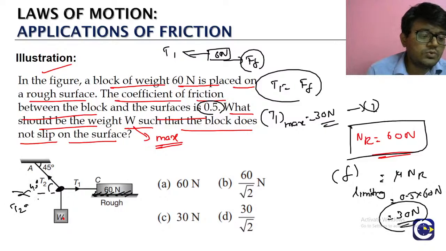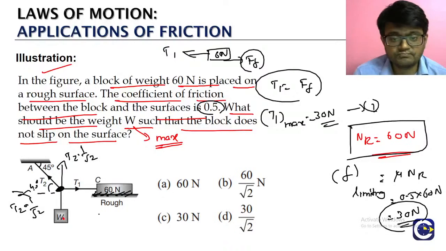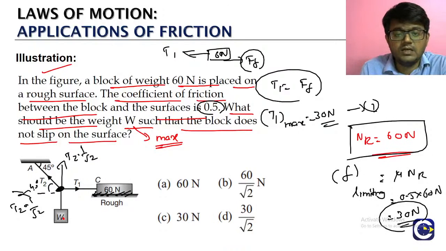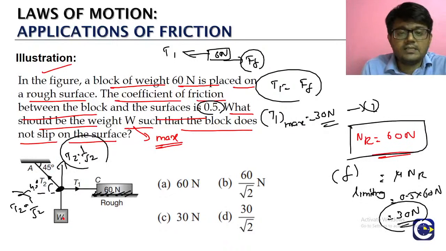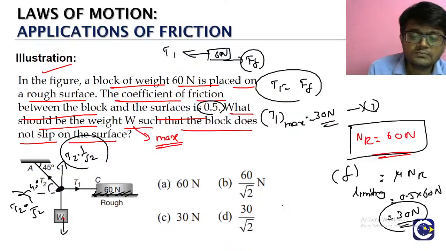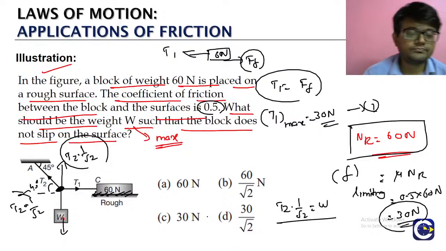So T2 cos 45 means 1 by root 2. T2 sin 45, both are the same, right? So that point should be in equilibrium. If this block is not moving, the point also will be in equilibrium, right? Which means what? Vertically there is T2 into 1 by root 2 and weight W. These should balance, which means T2 into 1 by root 2 is equal to W.